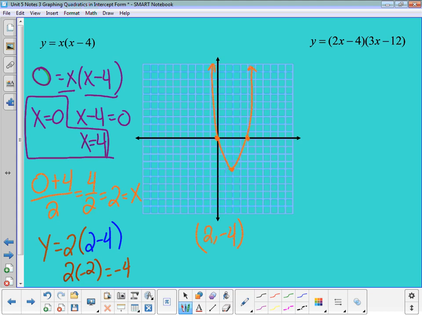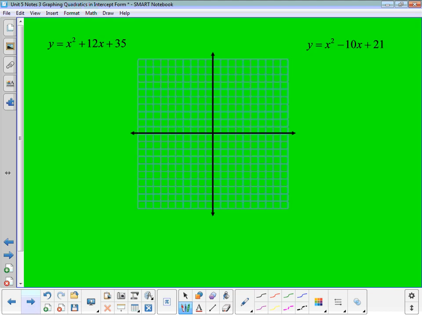Now I want you to pause the video and try number 4. So you're still going to be setting it equal to 0, finding your x-intercepts. And then I want you to graph it from there. Again, rewind it if you need to. Let's take a look at number 5.